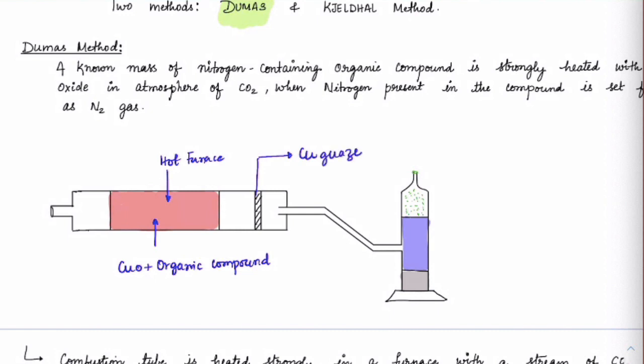In case any other oxides come, nitrogen oxides, they will immediately react with the copper mesh and convert into N2 gas, okay? So that eventually whatever is coming through this should only be N2 gas.